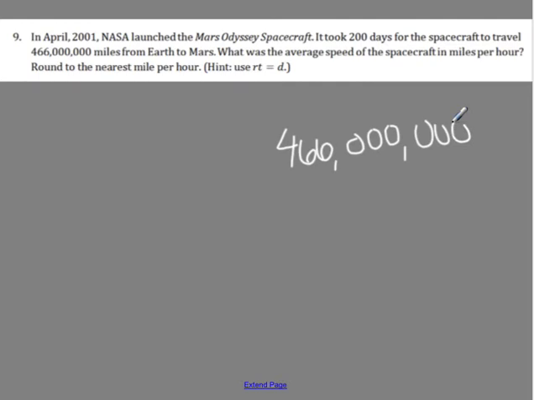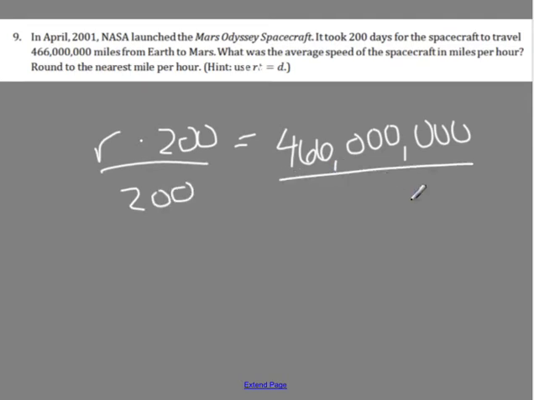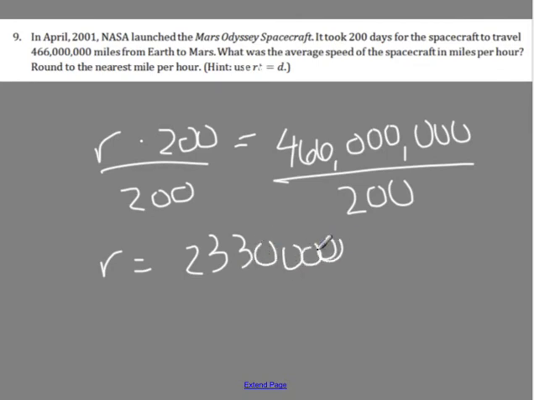So it took 200 days. So our rate is what we don't know. Our time was 200 days, and we need to solve for r. So what I'm going to do is divide both sides by 200. And then I get that my rate is equal to 466 million divided by 200. That's going to give me 2,330,000. Okay? Now, that's miles per day.